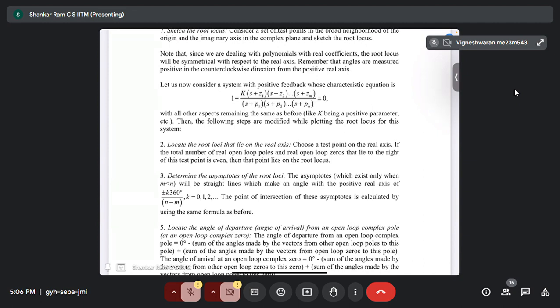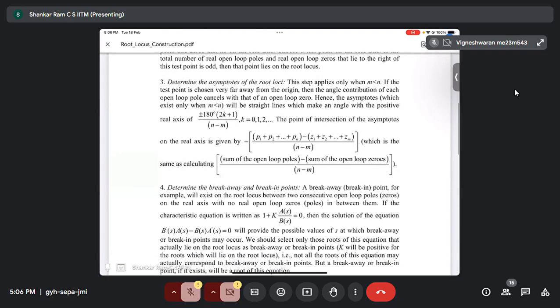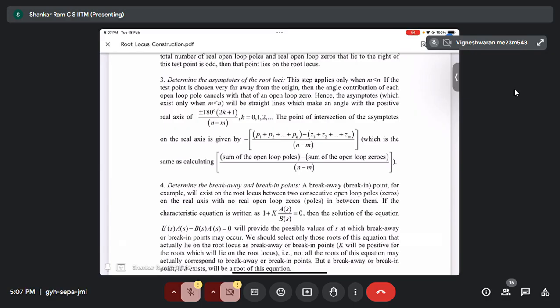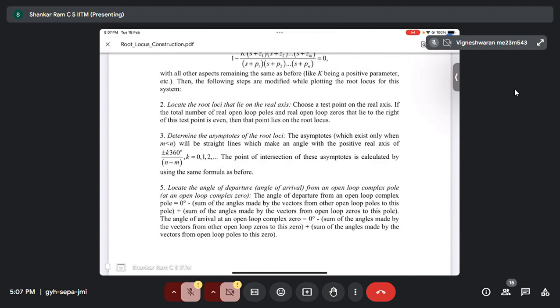Yes, because step 3 deals with asymptotes, and obviously, the angle made by the asymptote was derived from the angle condition, right? So previously with negative feedback, the formula for the angle of the asymptote was plus or minus 180 degrees times (2k plus 1) by (n minus m). So the numerator 180 degrees times (2k plus 1) was reflective of the odd multiple of 180 degrees. Now it becomes an even multiple of 180 degrees or a multiple of 360 degrees, right? As displayed here. Okay, so that is how step 3 changes. The point of intersection remains the same. Okay, that formula remains the same.